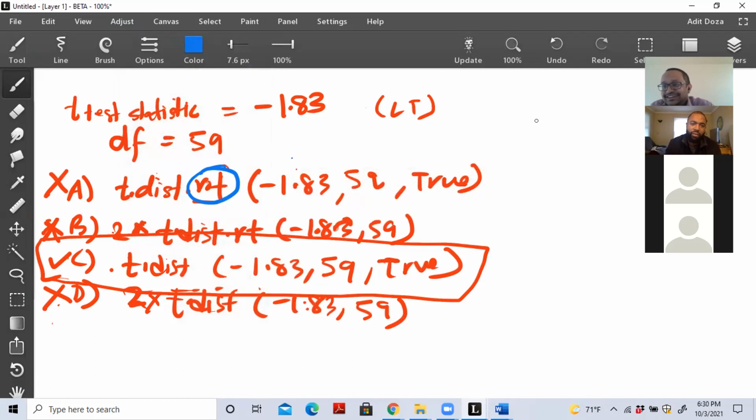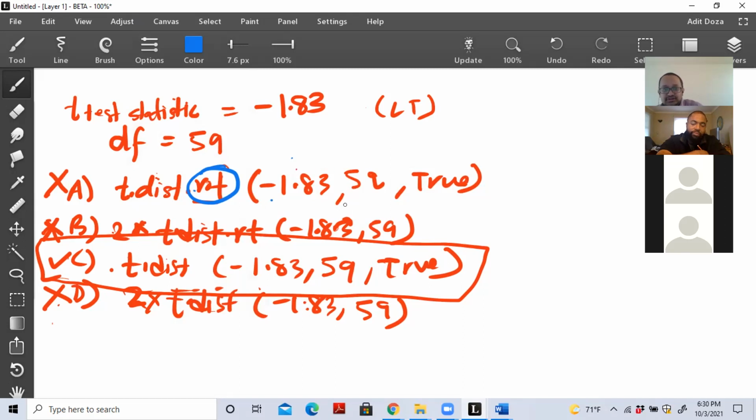No, go ahead. I didn't see the RT. I see the negative 1.83. Yeah, to confuse you, I can do this, right? So you have to watch it carefully. Is there an RT here? Is there a negative here? Or I see the 59, you write a 52.